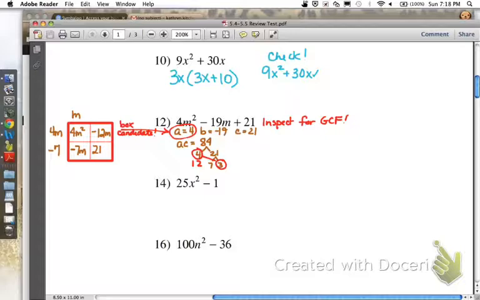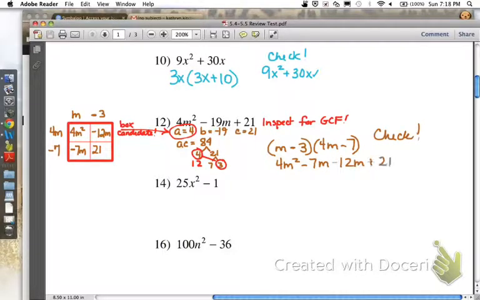It's positive because the 4m squared is positive. And again, the same thing for the second column. And you have factored it. And you just put those back into your binomials. And, of course, we want to check it. So let's distribute it or FOIL it back out and make sure we have what we started with.